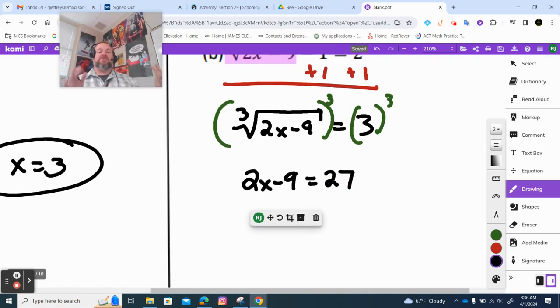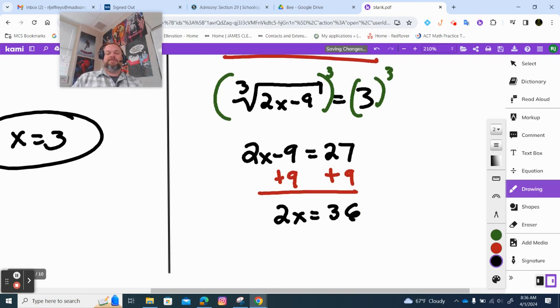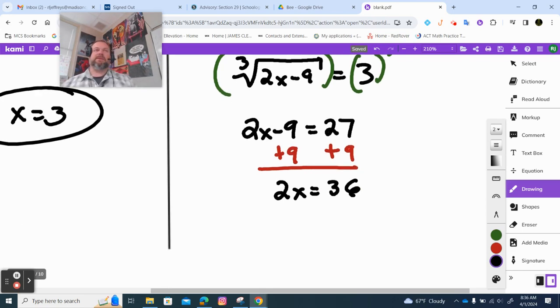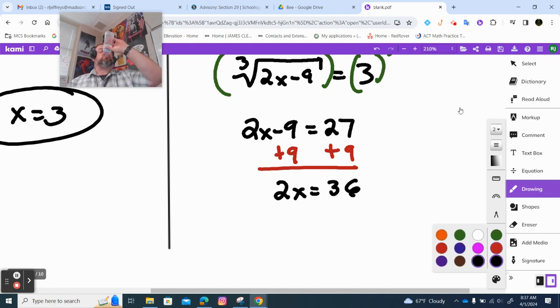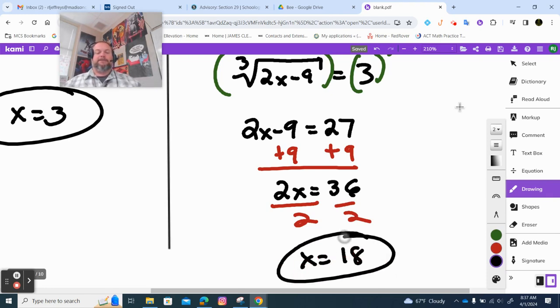Now, 3 cubed is 27. How do we get rid of this 9? All right. Now what do we do? Bam.